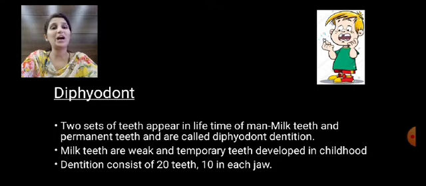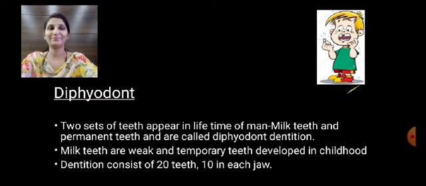The milk teeth are very weak and temporary teeth which develop in our childhood. We would have experienced the falling of the milk teeth when we were a child, and it would have been a painful experience for us. And these milk teeth are replaced by the permanent teeth. The milk teeth are 20 in number, 10 in the upper jaw and 10 in the lower jaw. So the total number of milk teeth is 20.